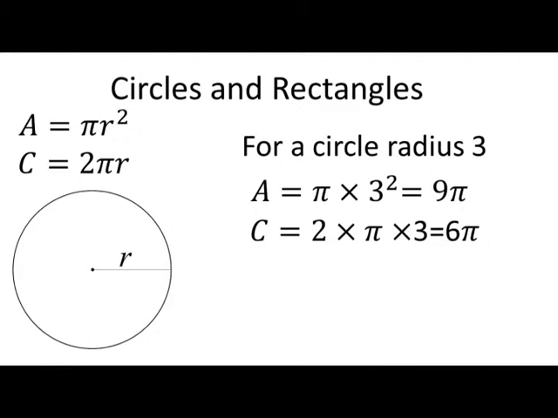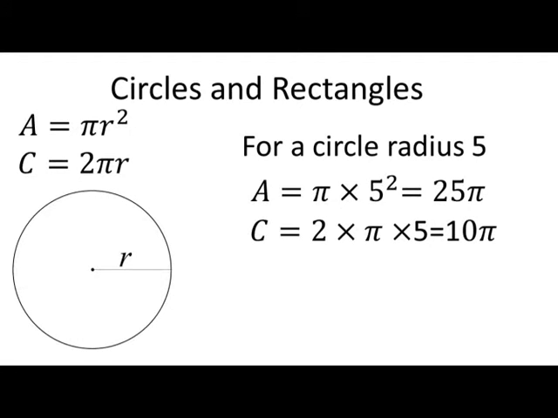Here's an example. Let's say we have a circle radius 3. In that case, the area is going to be pi times 3 squared. 3 squared is 3 times 3 is 9. So it's 9 times pi. Now keep in mind those are square units, like square inches. The circumference is 2 times pi times 3. Well, 2 times 3 is 6, so the answer there is 6 pi. That's not in square units.